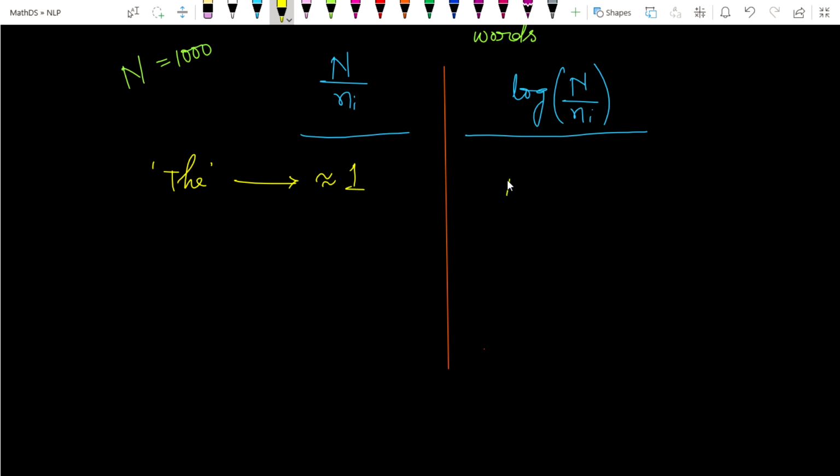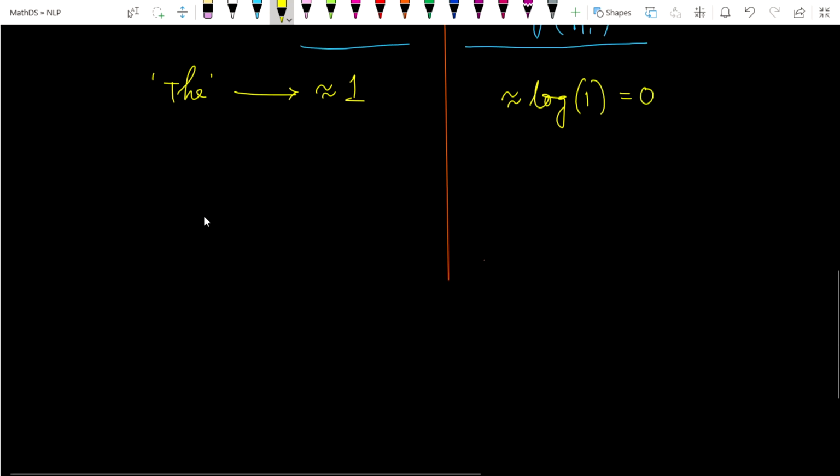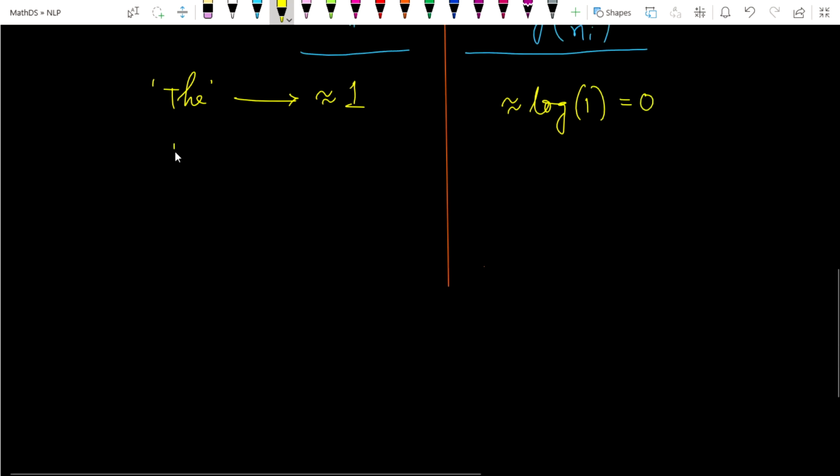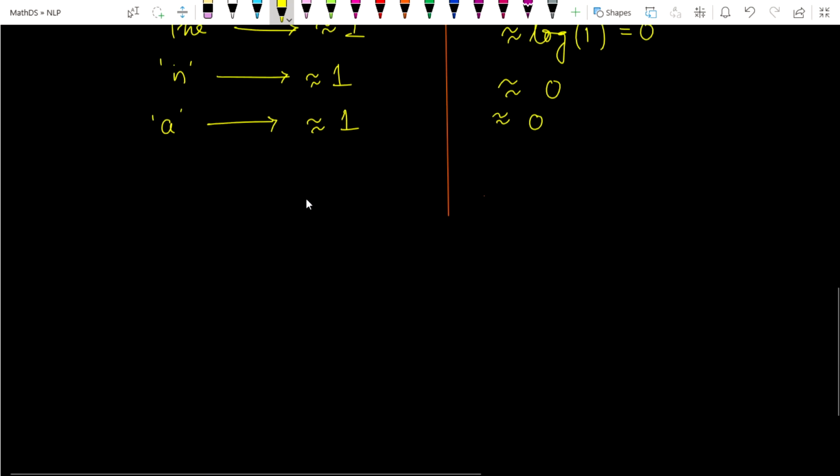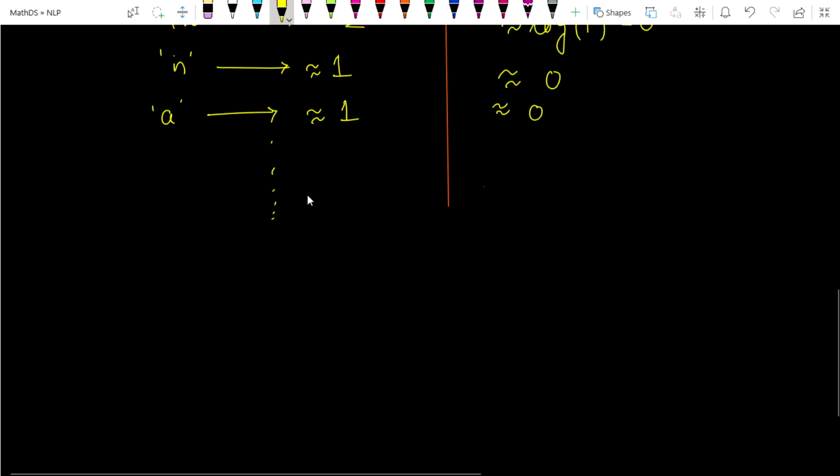So what will the log value be now? Log of N by n_i will be approximately log of 1, which is 0. Similarly, 'a' is approximately 1, so its value is approximately 0. These values are near zero. Now let's take a word that is less frequent.